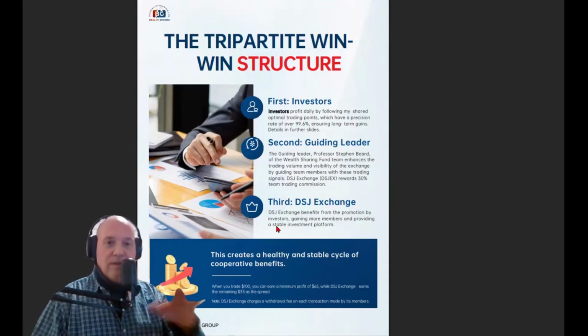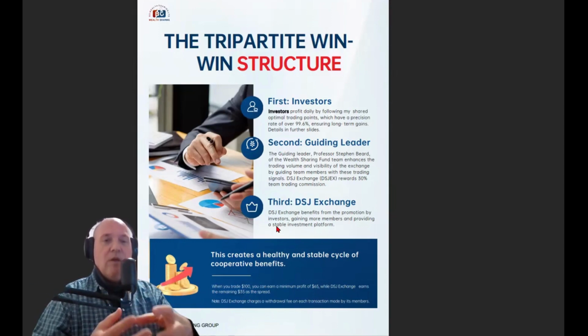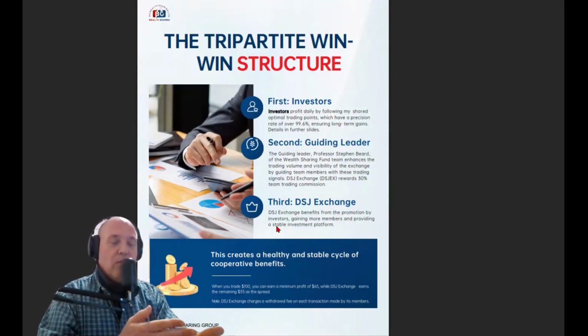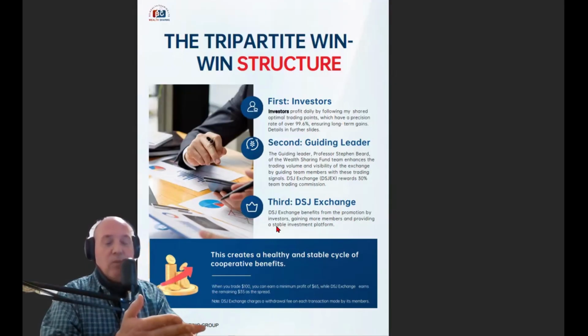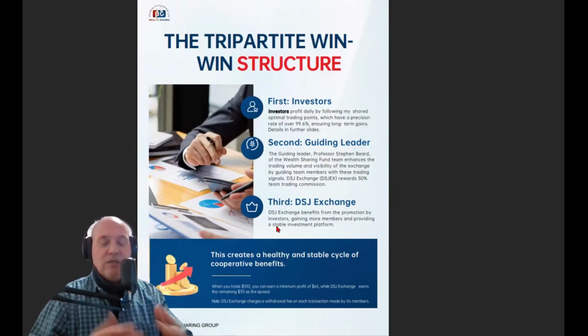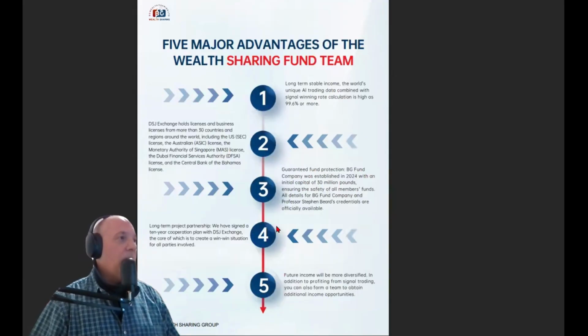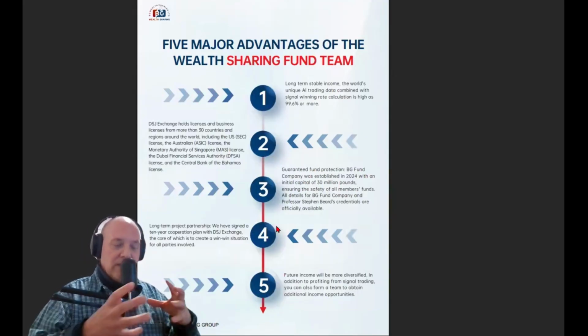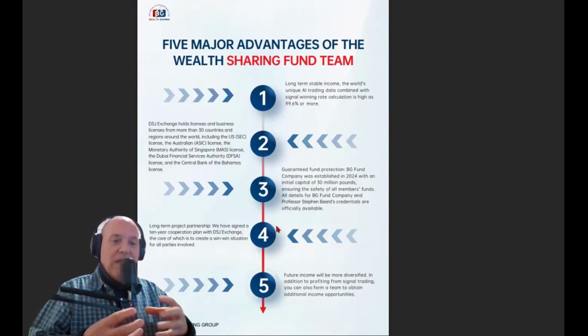So it's a win-win situation between all three companies, because BG is providing the signal, and that's how they get paid, by 40% of the trade when we win it, and we receive the other 60%. And then at the end of the day, when you want to withdraw, DSJ gets their 12% as well.